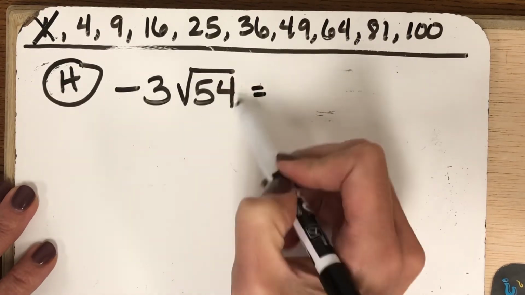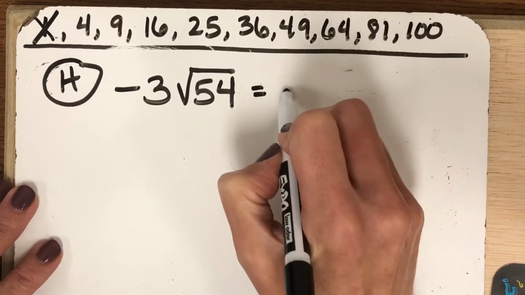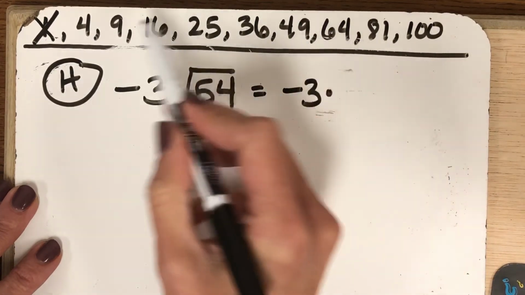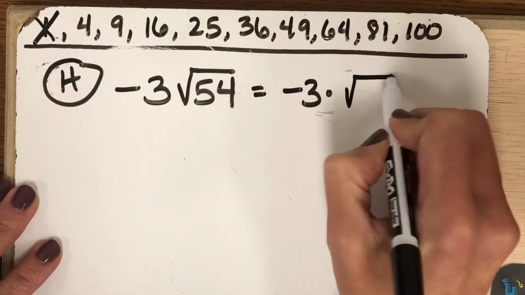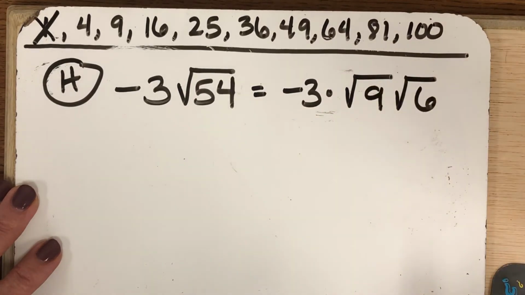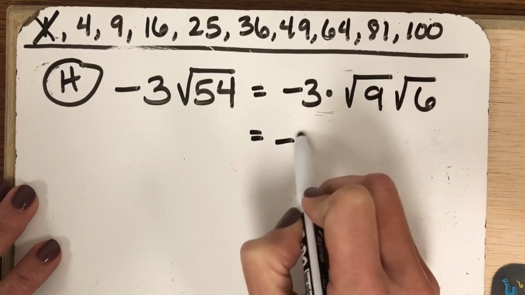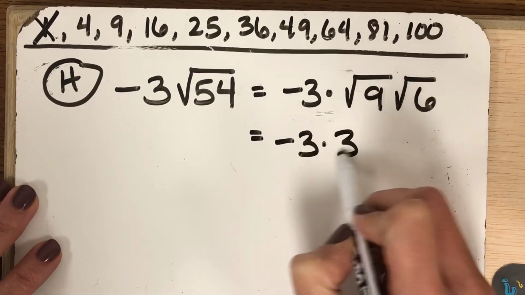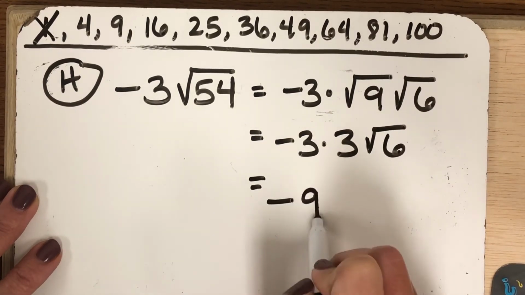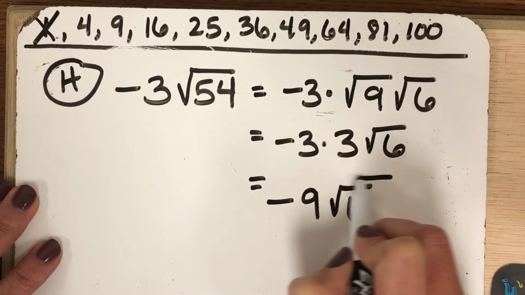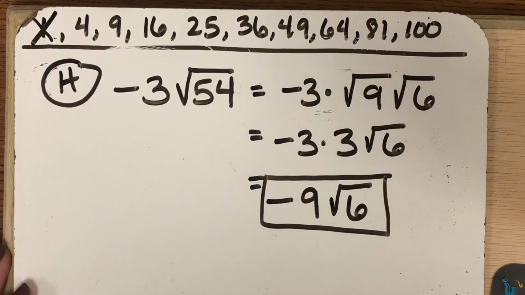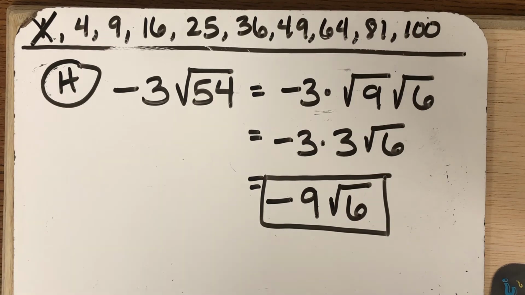I'm still going to try to rewrite the square root of 54. So I have negative 3 times, let's see, the square root of 54. I can factor out a 9 out of that. So I'm going to rewrite the square root of 54 as the square root of 9 times the square root of 6. And that becomes negative 3 times the square root of 9, which is 3. Negative 3 times 3 is negative 9 times the square root of 6. And that is how you reduce your square roots.